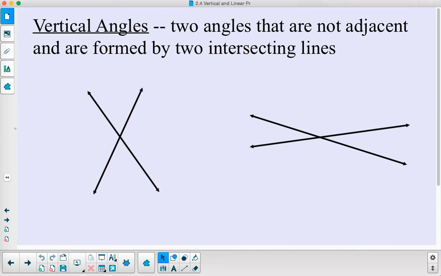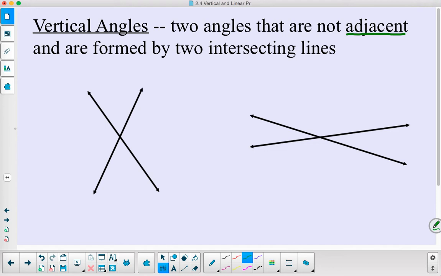Okay, to explain some more about this, yesterday we worked on things that are adjacent. So adjacent meant angles that were hooked together. They shared the same vertex. They had a common side, a common ray. So they were right side by side. Now when you are looking at vertical angles, you want the two angles that are not side by side, formed by these two intersecting lines.